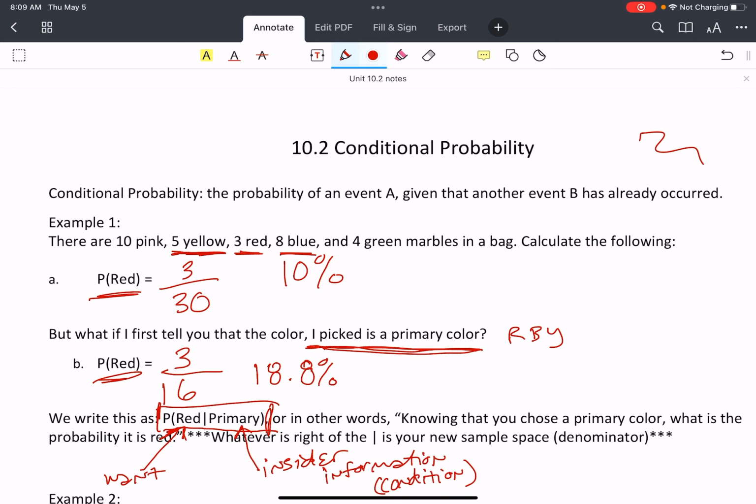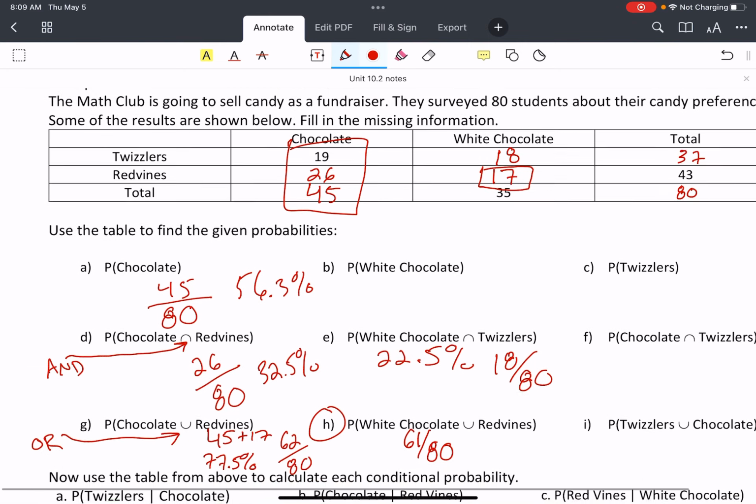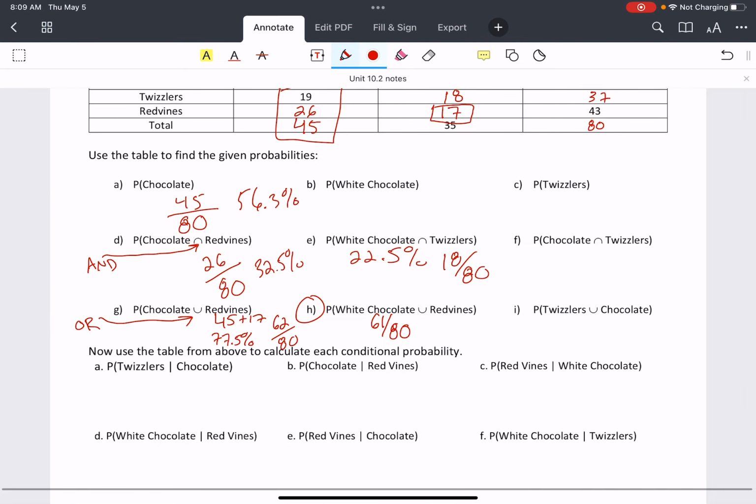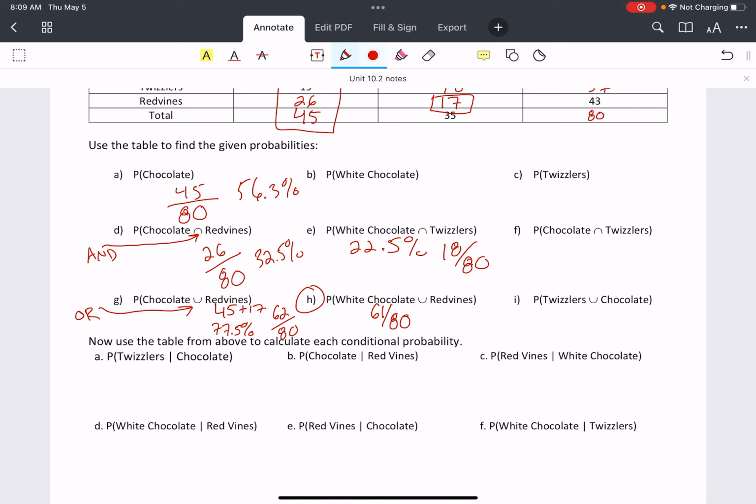Okay, so let's try a couple with this candy situation. So Twizzlers is what I want. And chocolate is what I know. My precondition. Okay? So that means I'm going to read this like a sentence and it'll help, okay? What's the probability that the person surveyed chose Twizzlers if I already know they chose chocolate?